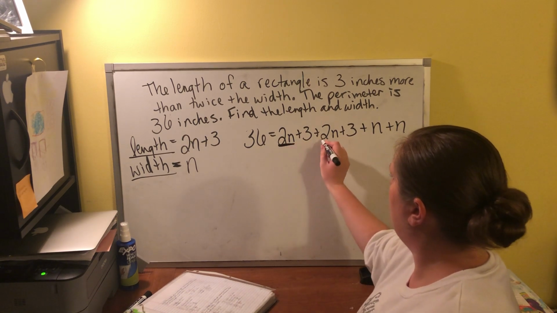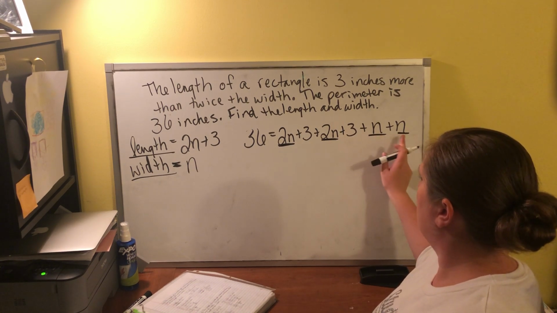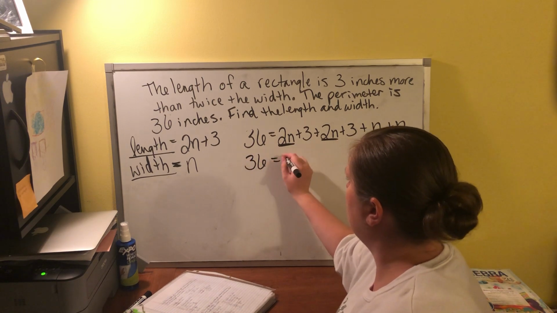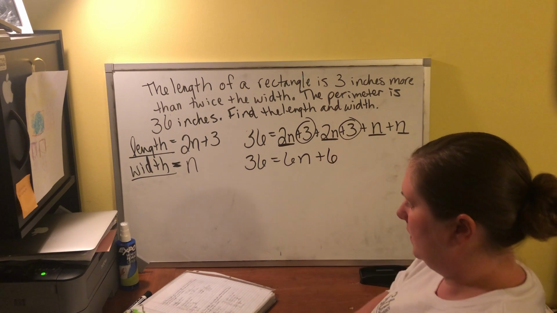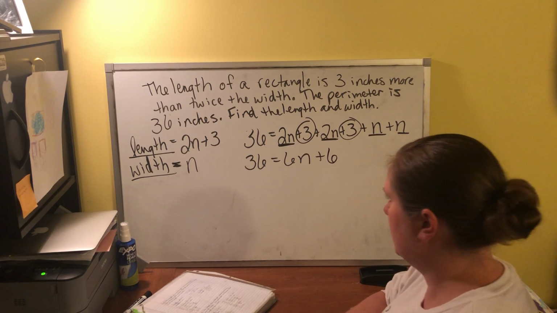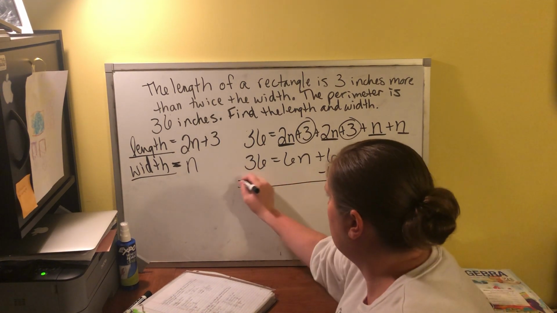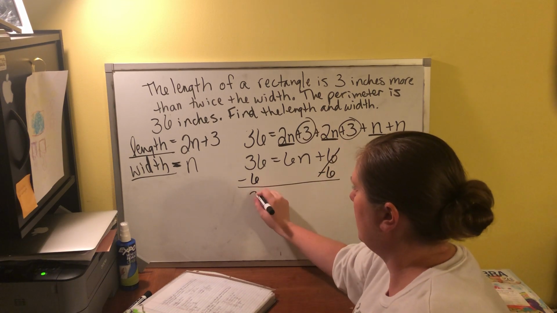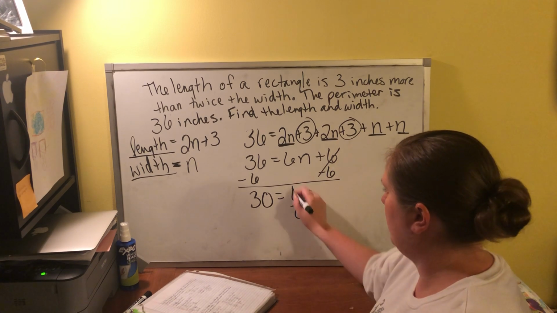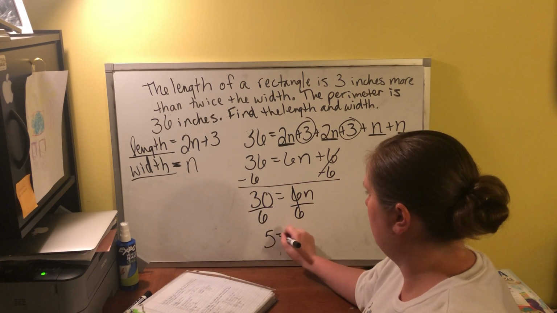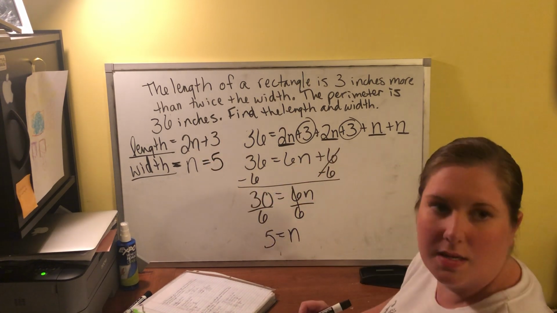Now we're going to combine like terms. So 2n plus 2n is 4n. Plus 1n is 5n, plus 1n is 6n. So I now have 36 equals 6n plus, I have a 3 plus 3 gives us 6. So 36 equals 6n plus 6, okay? Now we're solving for n, so we're going to subtract the 6 on both sides, so that cancels. 36 minus 6 is 30, equals 6n. Use that division property, so we're going to divide both sides by 6. So n is 5. So I know that the width is 5.